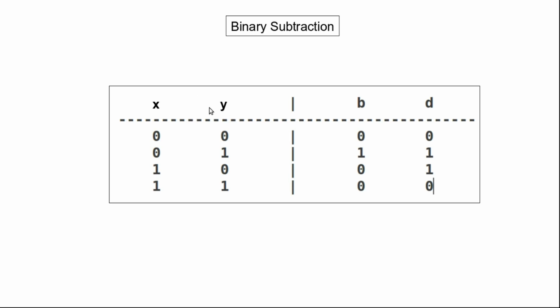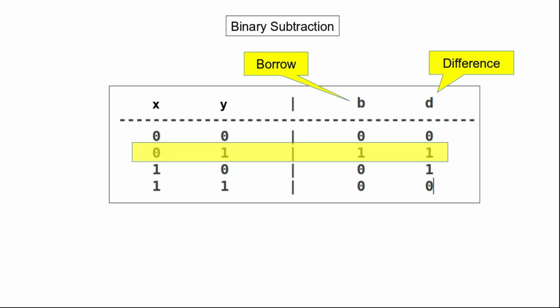When we try to perform subtraction of two bits, we will actually generate two outputs. The first output is called borrow, and the second output is called the difference. All the rows in this truth table should be obvious except for the second row. We'll look at this row in detail, but first the other three rows.